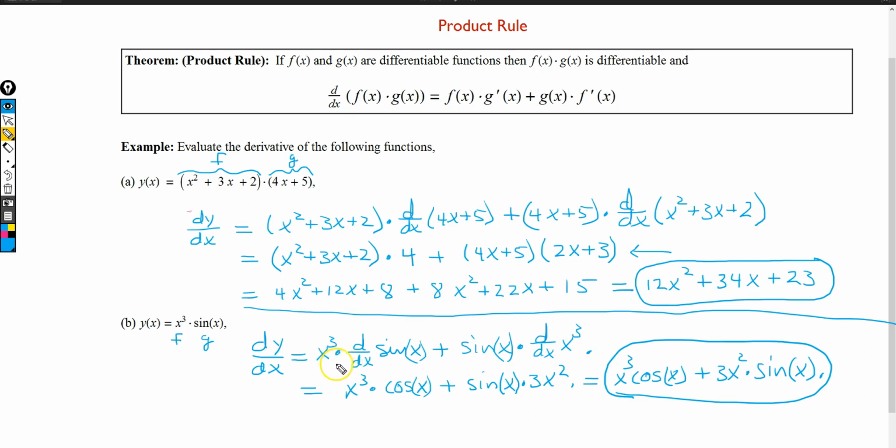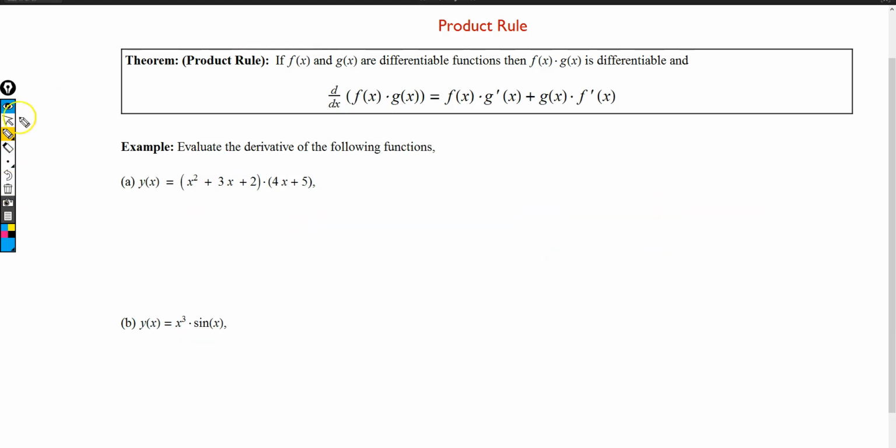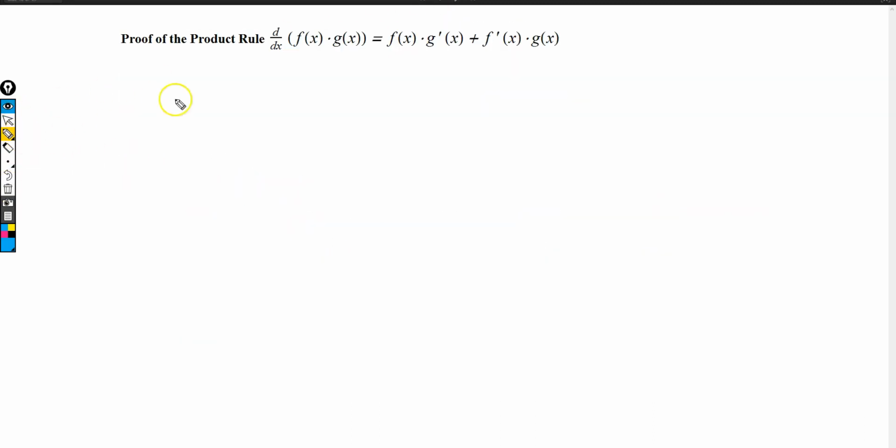Now, let's take a look at the proof of the product rule. To start out, we start with the left-hand side, and then we want to use the limit definition of the derivative to obtain the right-hand side. So we start out with this, and we go back to the limit definition.